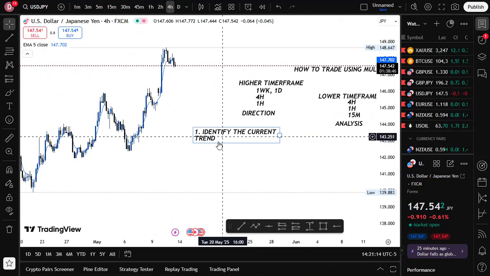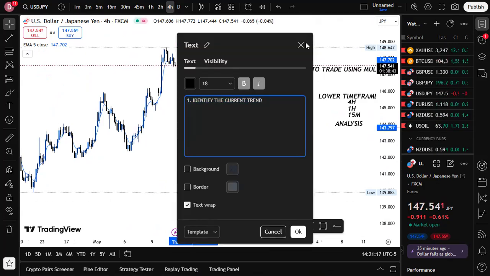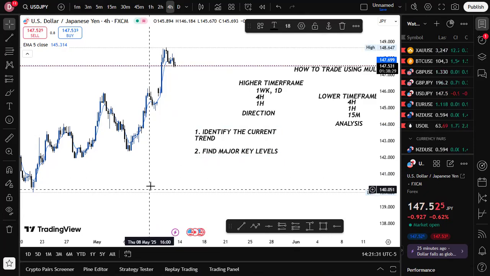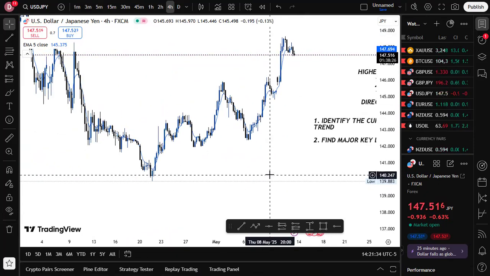Now, the second thing to do on this higher time frame is to find major key levels, or identify the major key levels, or mark out your key levels. As I said, major. If I say major, that means there are also minor key levels, and those minor key levels are on lower time frames, not the 4 hour. You can look for your minor key levels maybe at 1 hour, 15 minutes, 45 minutes, or 30 minutes, depending on which one you choose.